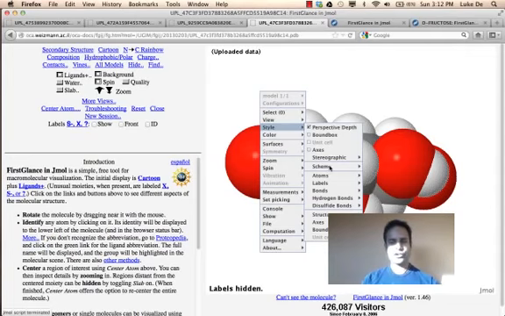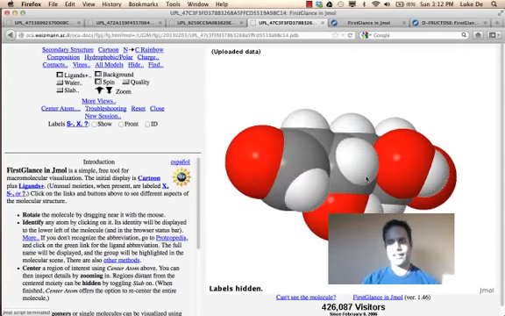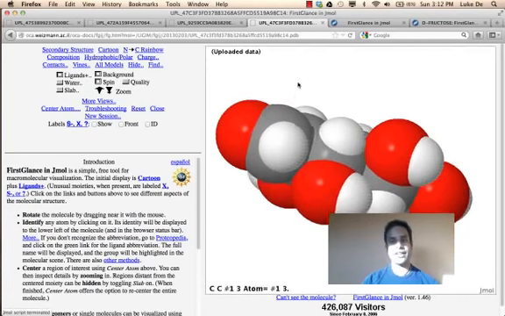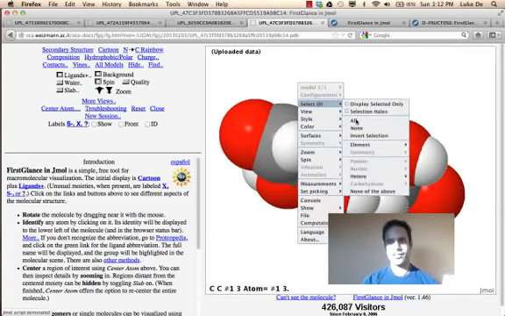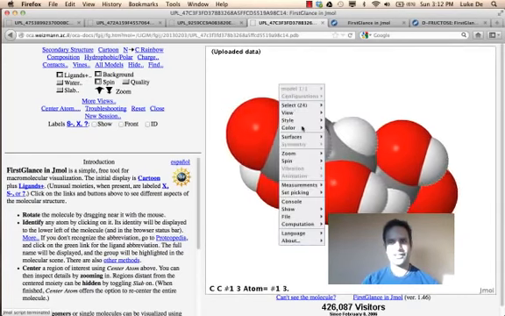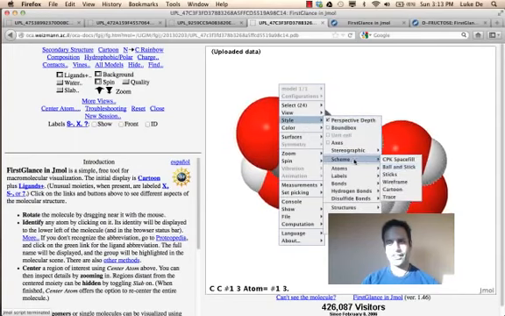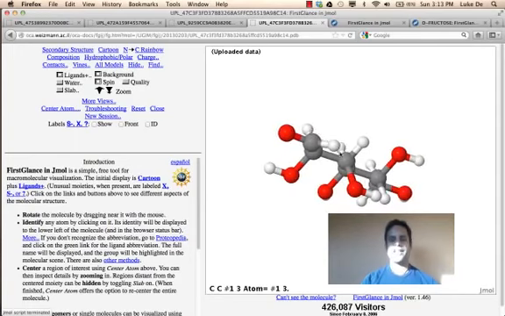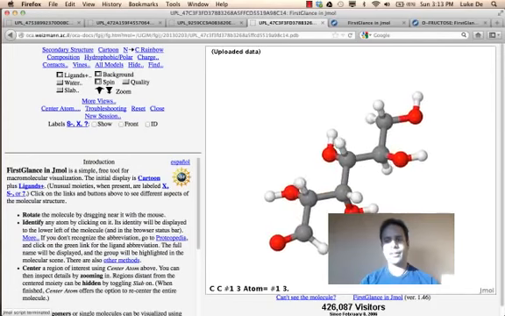I found an easy little shortcut. I right-clicked on the screen, went to Style, Scheme, and then Ball and Stick. And that's going to do absolutely nothing unless you select all first. Style, Scheme, Ball and Stick. All right, so this is an example of a carb.